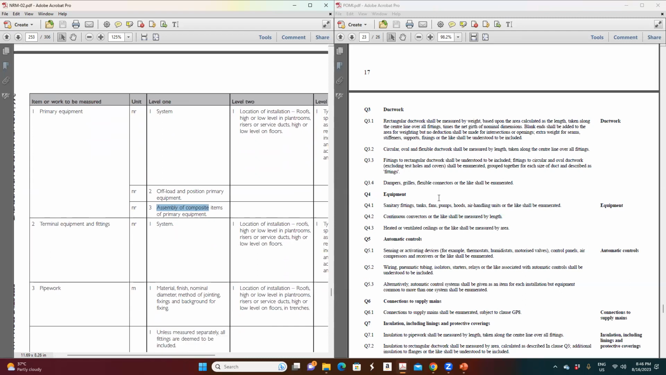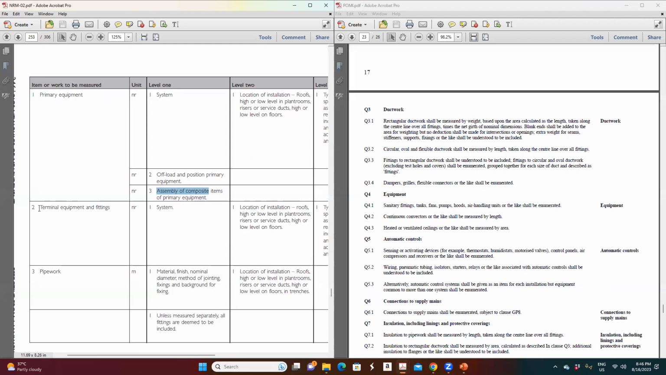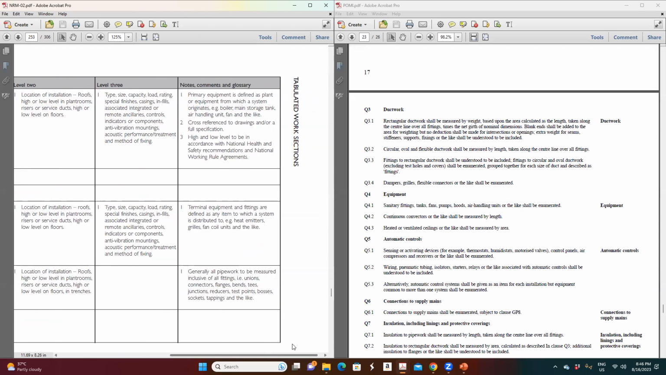So this is the only description they give about the equipments in POMI, but in NRM it is very clear. They give more information about the terminal equipment. The terminal equipment they said by number. Then you have to understand what terminal equipment is, so you can come and read it here. Terminal equipments and fittings are defined as any item to which the system is distributed: heat emitters, grills, fans, coils, etc. So you have an AHU or an FCU that supplies through the duct, then it comes to the diffusers. This is what they are talking about here.